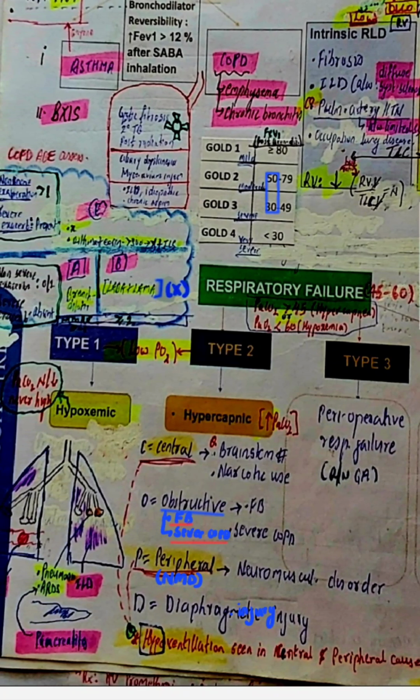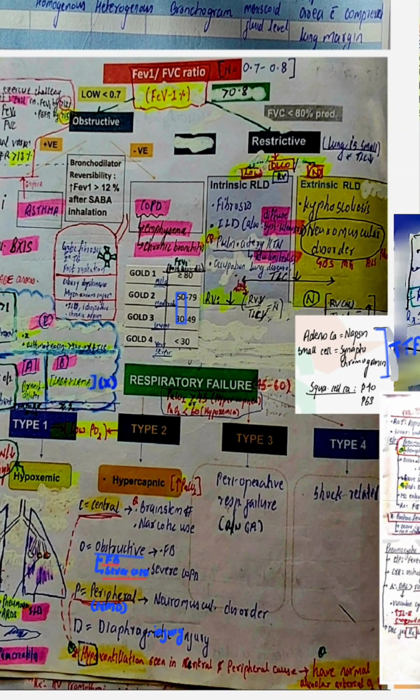In both central cause and peripheral cause, there will be hypoventilation, but they have normal alveolar arterial oxygen gap. Central and peripheral will be hypoventilation along with normal alveolar arterial oxygen difference. Type 3 we always associate with perioperative respiratory failure associated with general anesthesia. Type 4 we always associate with shock.